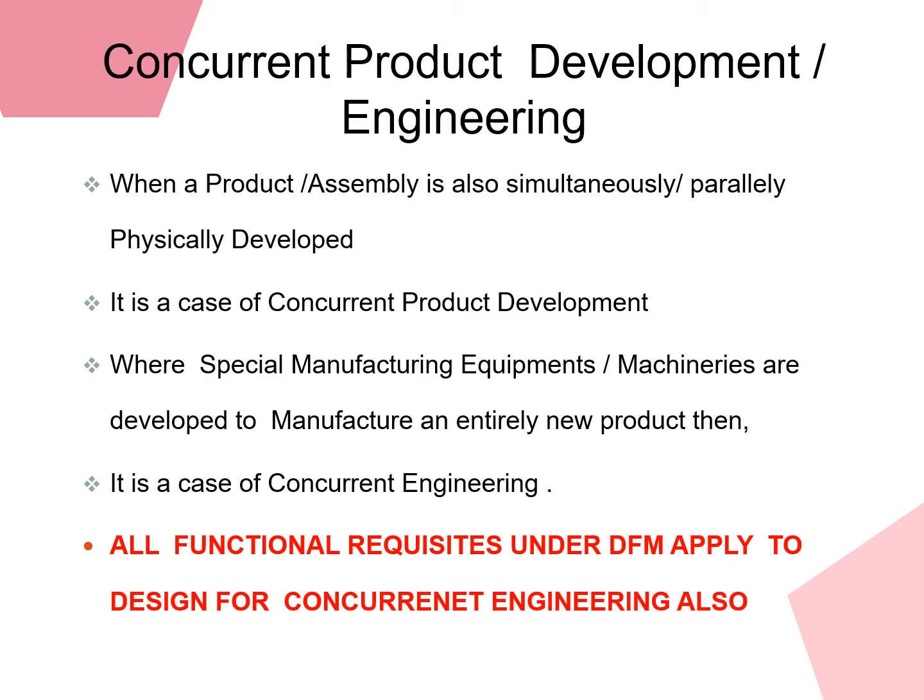When a product assembly is also simultaneously, parallelly, or physically developed, it is a case of concurrent product development, where special manufacturing equipment and machinery are developed to manufacture an entirely new product. Then it's a case of concurrent engineering. All functional requisites and DFM apply to design for concurrent engineering also.